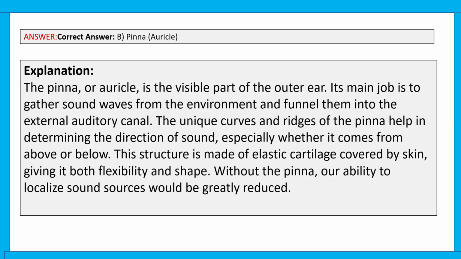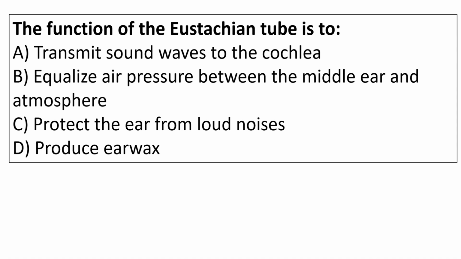The pinna or auricle is the visible part of the outer ear. Its main job is to gather sound from the environment and funnel it into the external auditory canal. The unique curves and folds of the pinna help in determining the direction of sound, especially whether it comes from above or below. The structure is made up of elastic cartilage covered by skin, giving it both flexibility and shape. Without the pinna, our ability to localize sound sources would be greatly reduced.